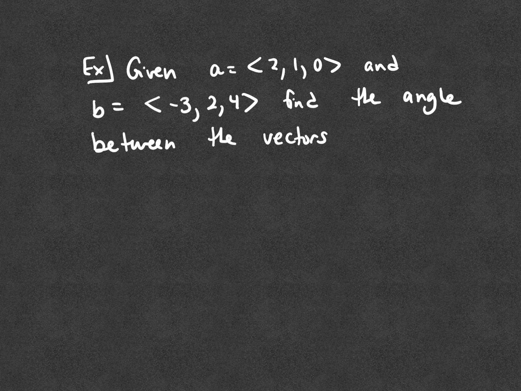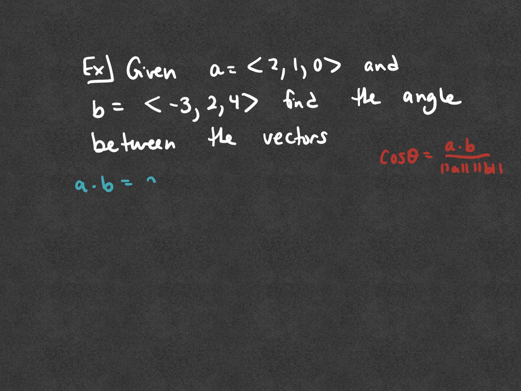So let's look at these two vectors and kind of work with these. So we have vector A is 2, 1, 0, and vector B is -3, 2, 4. We want to find the angle between the two vectors. So obviously, to do that, we're going to have to set up cosine theta equals A dot B over magnitude of A, magnitude of B. So we have to find those three things. So let's find A dot B.